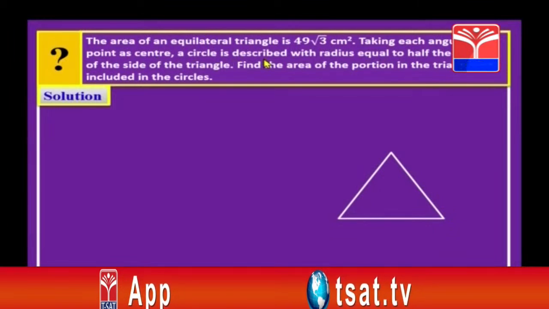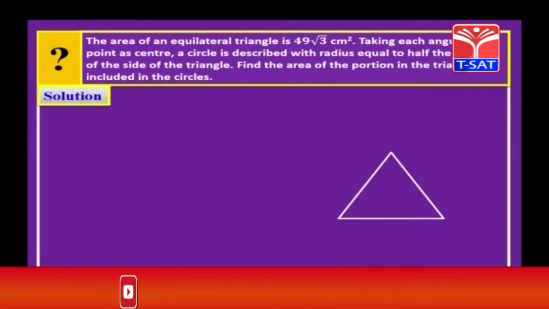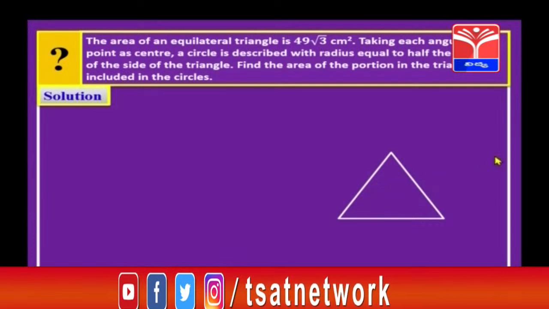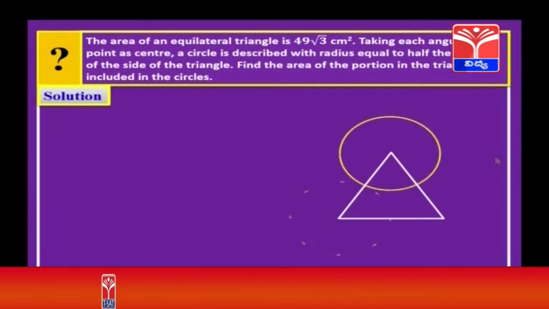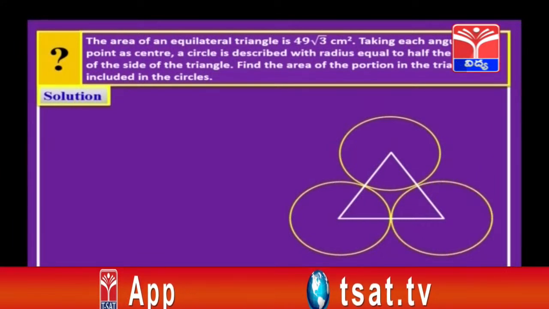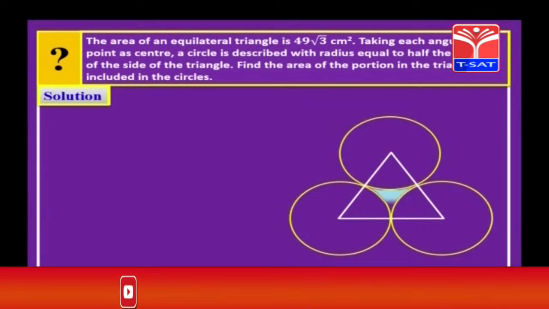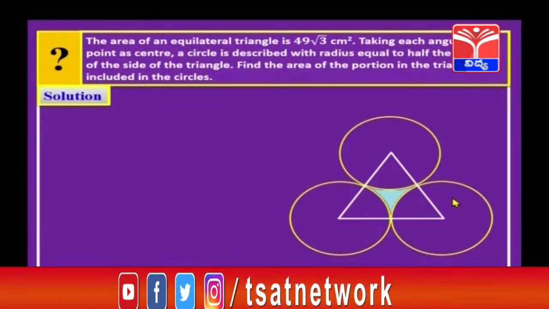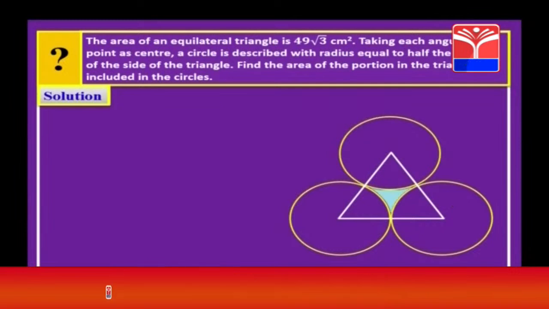Okay children, and what is the radius of that circle? That is equal to half the length of the side of the triangle. So this is the length, half of this length. So let us draw 3 circles as shown. Yes, we are drawing 3 circles, children. Now which area do we need to calculate? That which is not included in the circles. That means if you notice this shaded region, this area we have to calculate. Now let us see how to find the area of this shaded region, children.